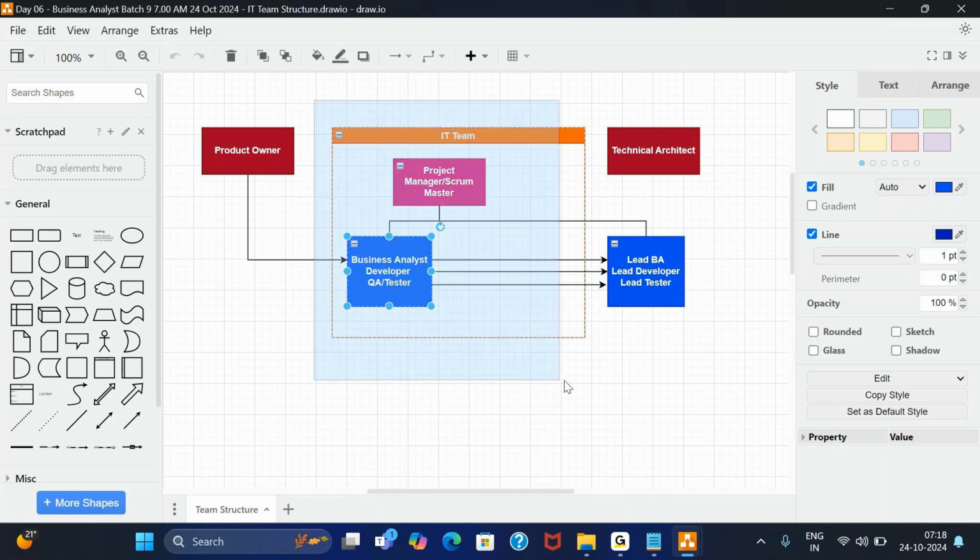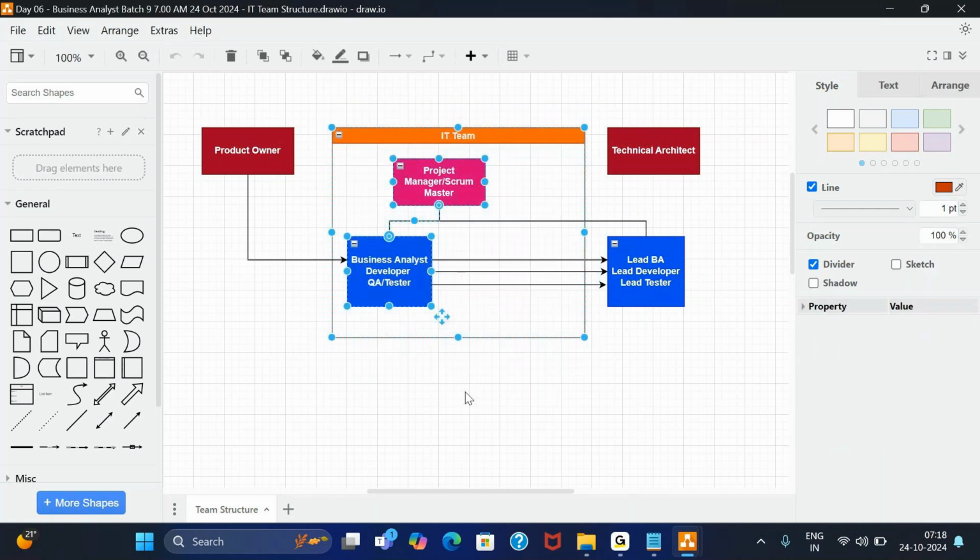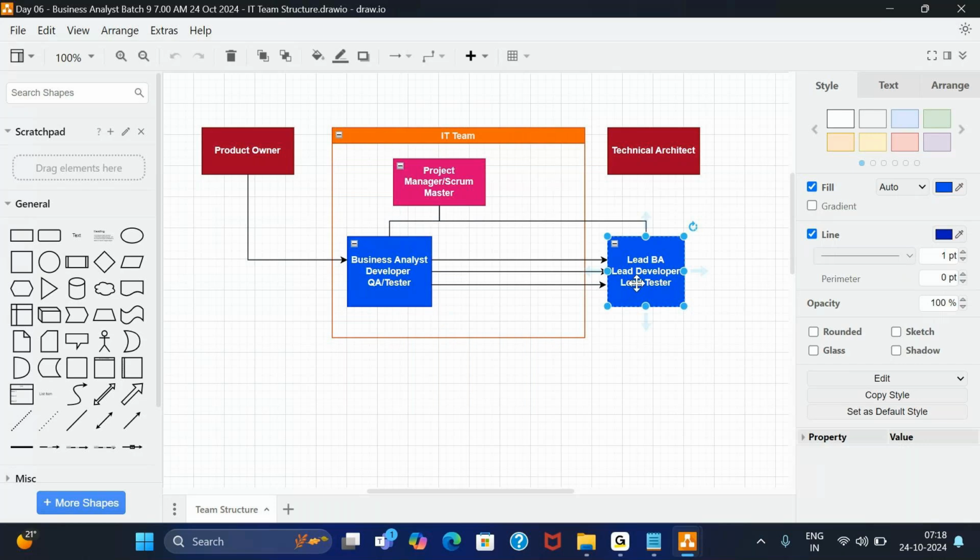Assume that this team is responsible for creating the website. Then there will be a backend team. Then there will be a product support team. Like that there could be multiple teams. So usually the leads are shared across multiple teams, so that multiple members will be reaching out to them.